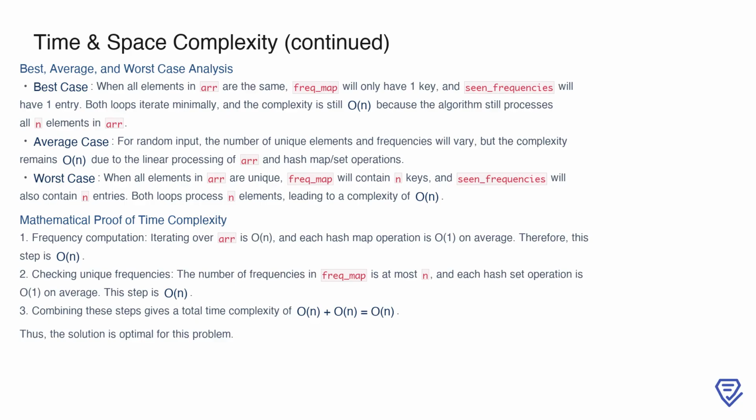In the worst case, where all elements in the array are unique, the frequency map will have n keys, and the set will also contain n entries. Both loops process n elements, so the complexity is still O(n). Mathematically, we can confirm this. Iterating over the array to compute frequencies takes O(n), and checking for unique frequencies also takes O(n). Combining these steps, the total time complexity is O(n) plus O(n), which simplifies to O(n). This demonstrates that the solution is optimal for this problem.